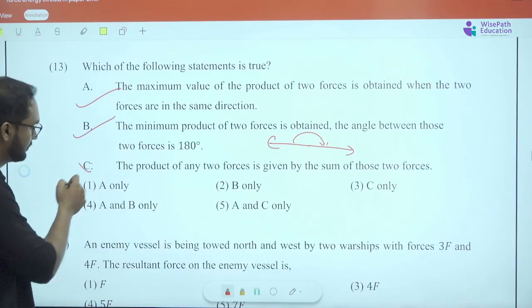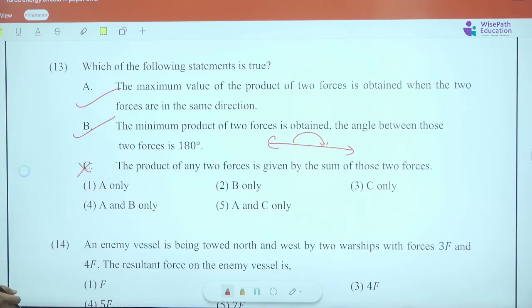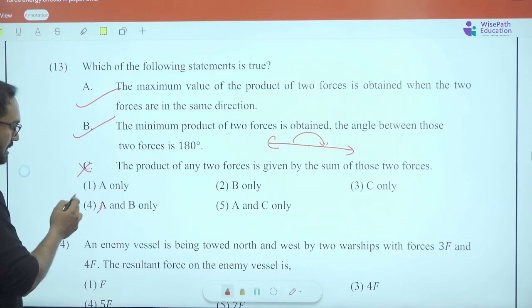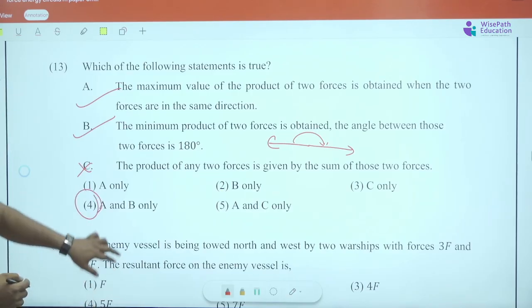So it is wrong. So the answer is A and B only. The answer is A and B only.